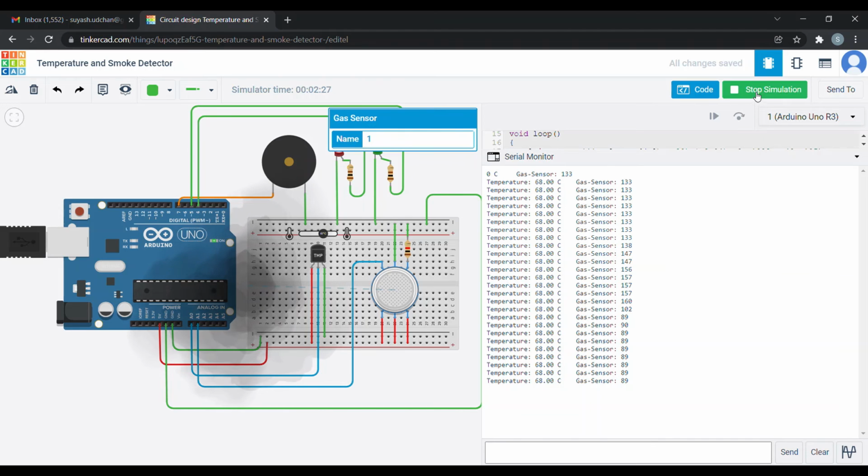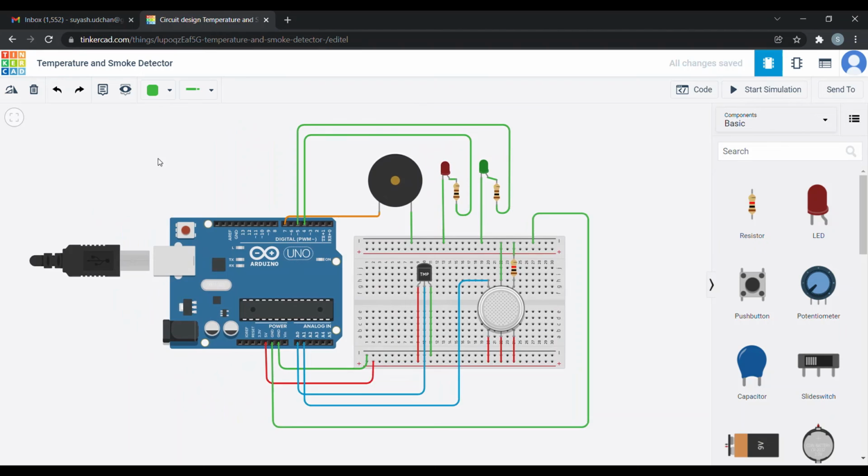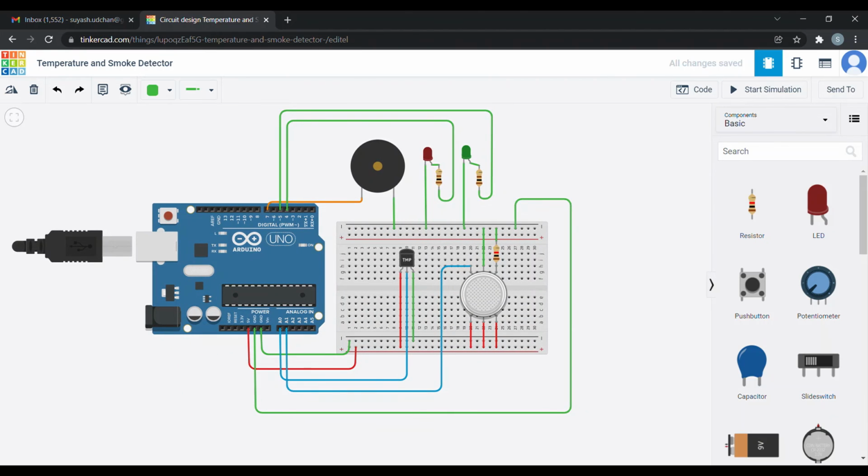So yes, this was the simulation part of the temperature and smoke detector. This was the basic simulation of our circuit.